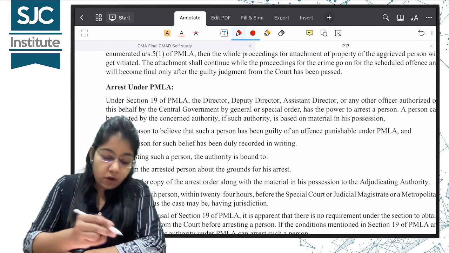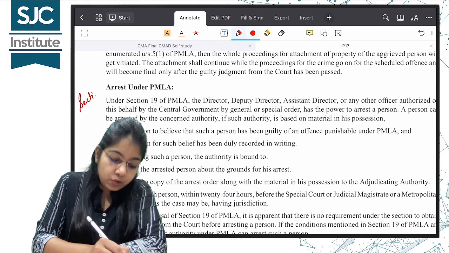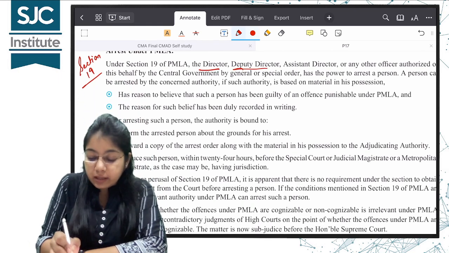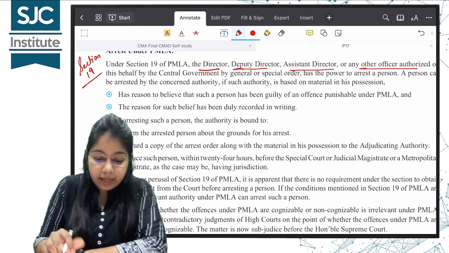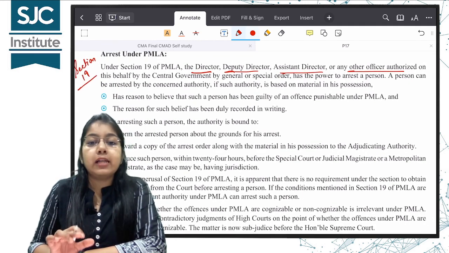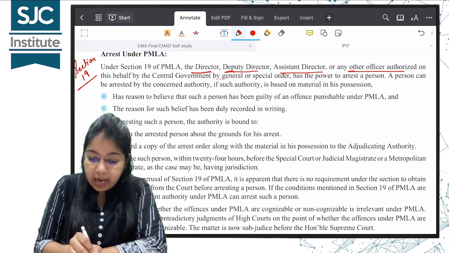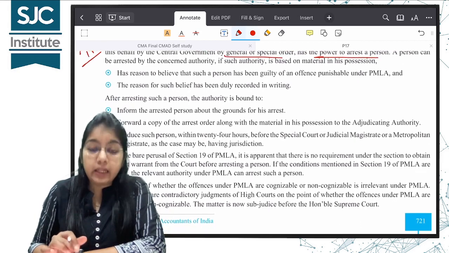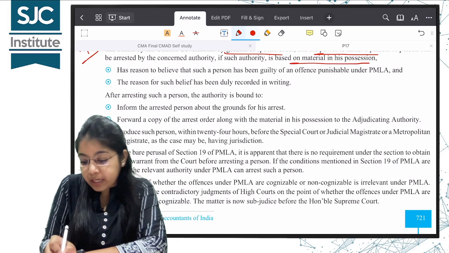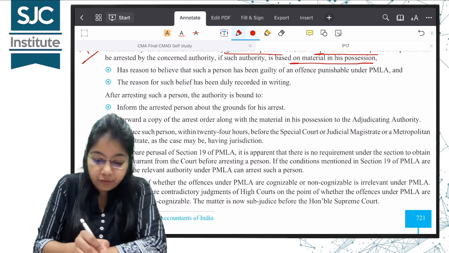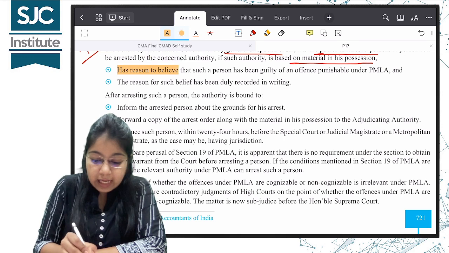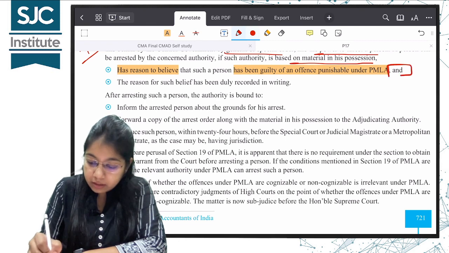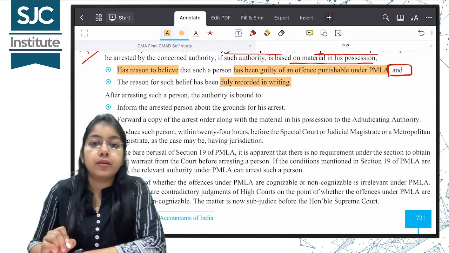Next is section 19 of the PMLA, which is related to arrest under PMLA. The director, deputy director, assistant director or any other officer authorized by the government by a special or general order has the power to arrest a person. A person can be arrested by the concerned authority if, based on the material in his possession, he has reason to believe that such person has been guilty of an offence punishable under PMLA, and the reason has been recorded in writing.